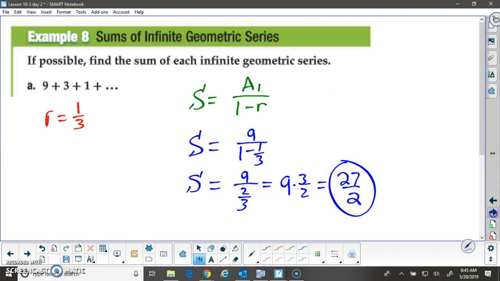And if you think about it, the first 2 terms add up to give you 12. The first 3 terms add up to give you 13. The first 4 terms would add up to give you 13 1/3, and those are going to continue to get closer and closer to this value right here, 13.5.